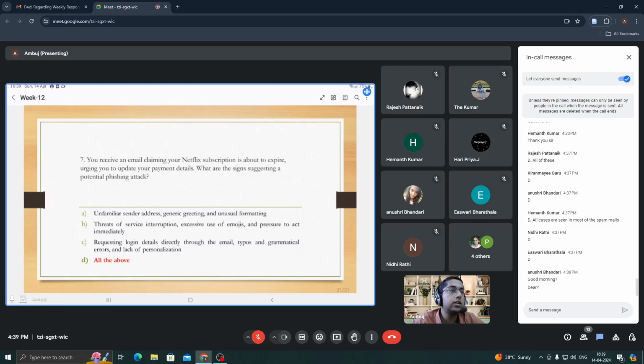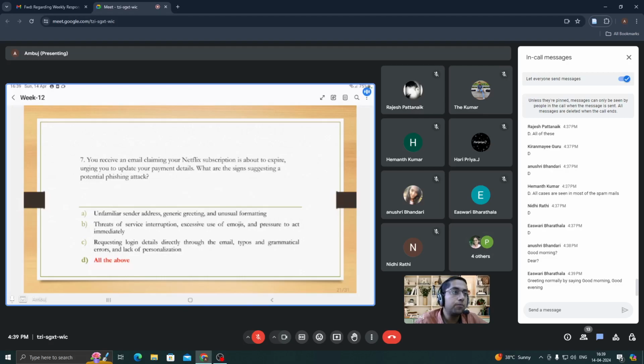For example, say Anushri is saying something. If the addresser says, "Dear Anushri," and uses any attribute which the platform does not have, then it would be more personalized. Like "Good morning, Iswari Bharatala." But a phishing attempt would be a general comment or general greeting only. This is the meaning here.